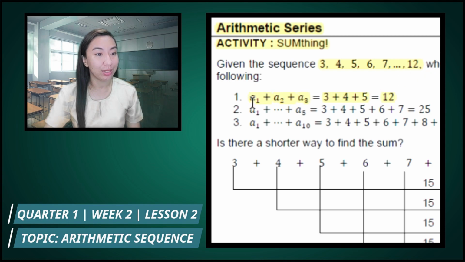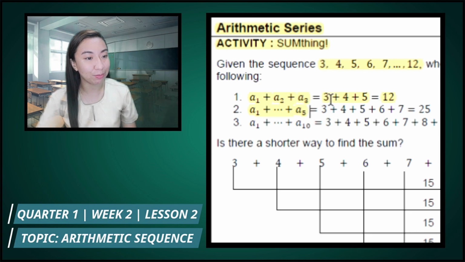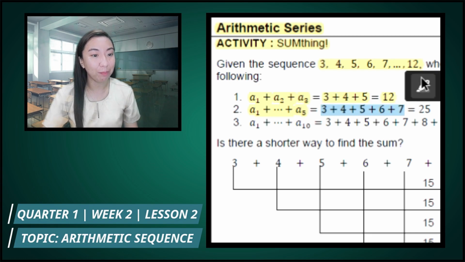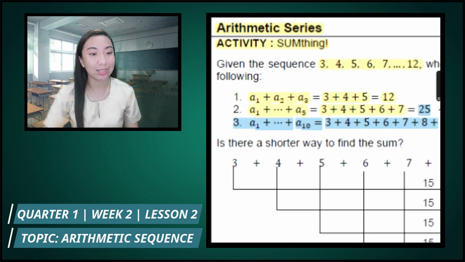Next, number 2, you are going to take the sum of a sub 1 up to a sub 5, which is the first 5 terms of the given sequence. By substitution, we get 3 plus 4 plus 5 plus 6 plus 7, and this is equivalent to 25.